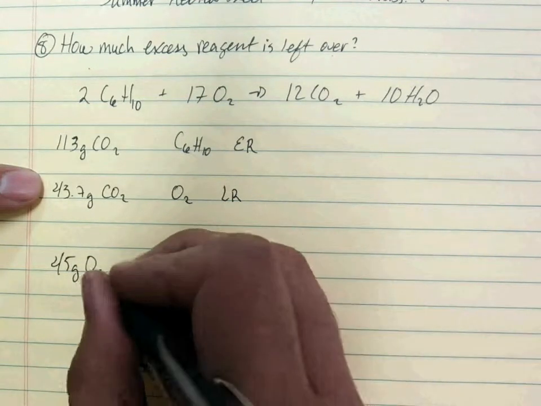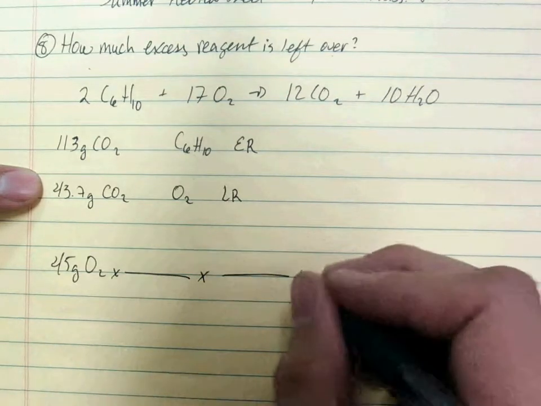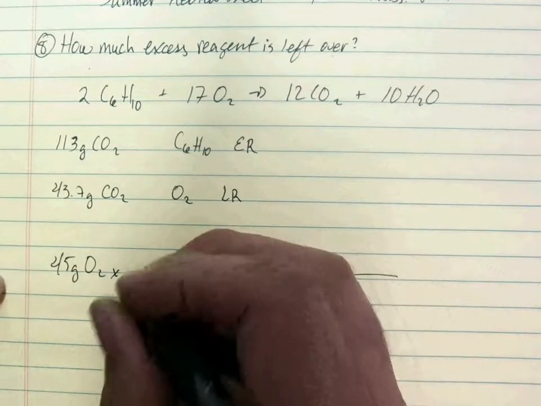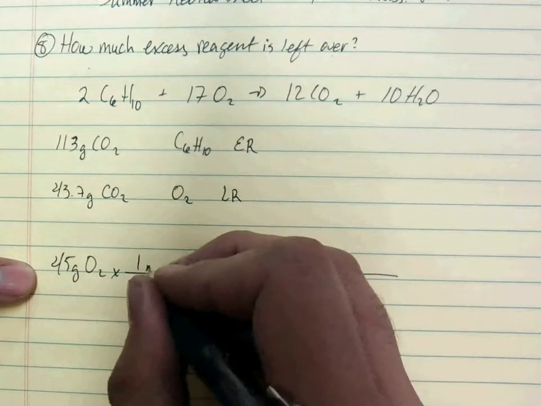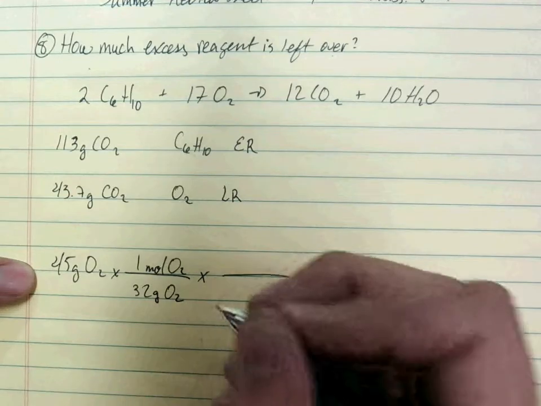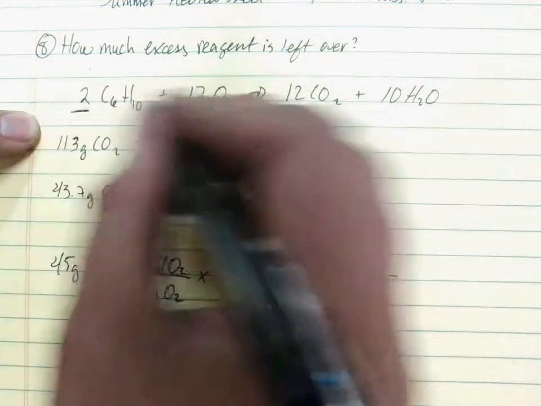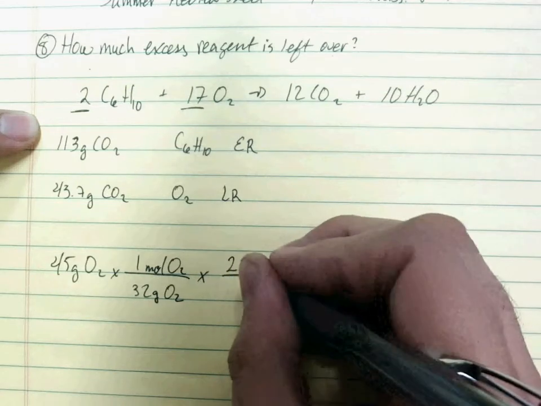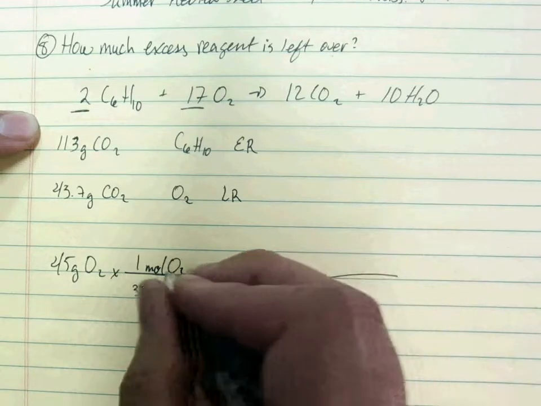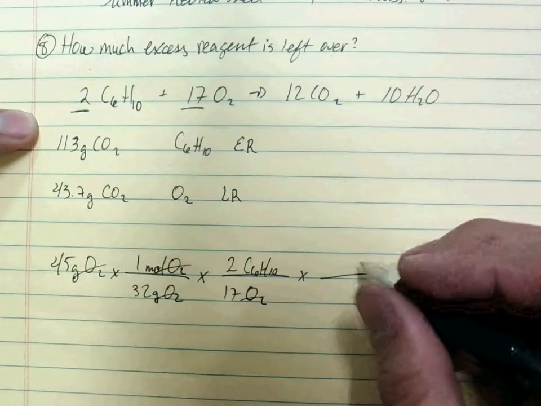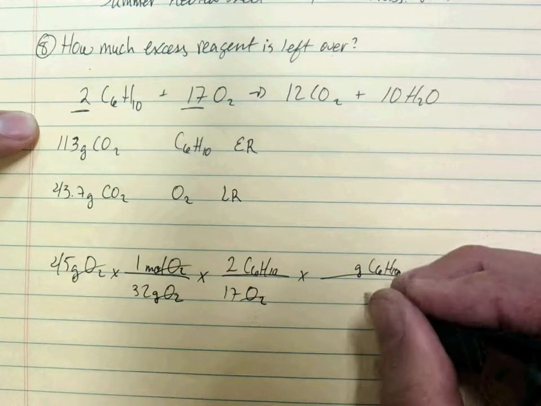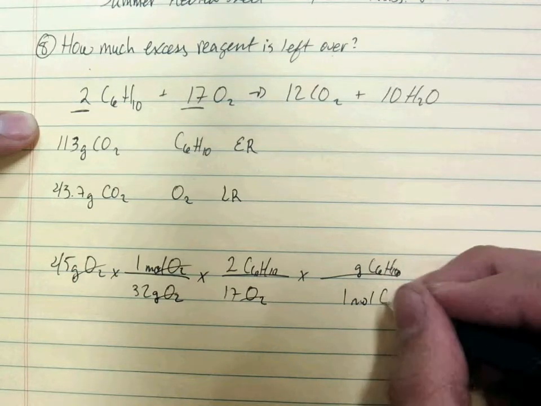So we have 45 grams of O2. We're going to do the same thing, but now instead of finding the product, we're going to find out how much C6H10 was consumed. So we have 45 grams of O2 with 1 mole of oxygen. We're doing the same thing, converting it to moles. Based on our 2 to 17 ratio, I have 2 moles of C6H10 with 17 moles of O2. This cancels out my moles of O2. So then I can be left with grams of C6H10 with 1 mole of C6H10.